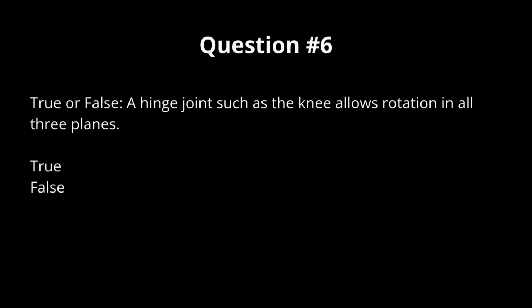Question number 6. True or false? A hinge joint such as the knee allows rotation in all three planes. The correct answer is false. Hinge joints permit motion primarily in one plane, flexion and extension.